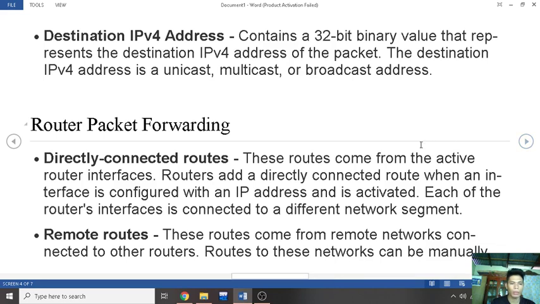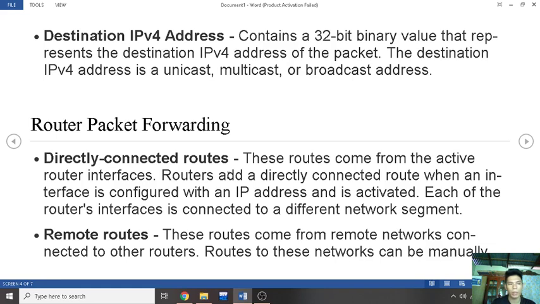The next topic is router packet forwarding. First, we have directly connected routes. A directly connected route exists when the router interface's IP address is active, and the interface is connected to a different network segment. Then the remote route: routes that come from remote networks connected to other routers.